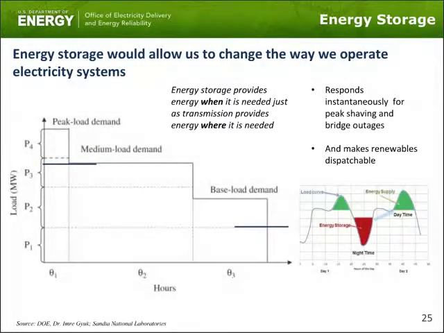Energy storage is another means to change the way we operate the electricity system. It provides energy when it's needed, just as transmission provides energy where it is needed. Some of the diagrams on the bottom right show the ability to use energy storage to help spread some of the resource availability into the valleys and reduce some of the peak nature of the system, so-called peak shaving, and help make renewables more dispatchable.